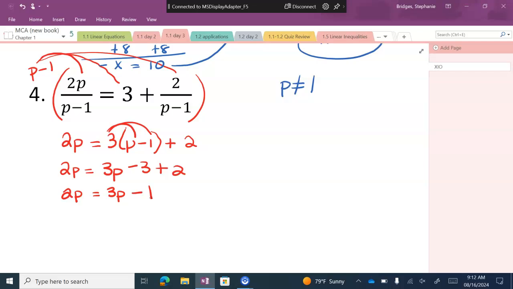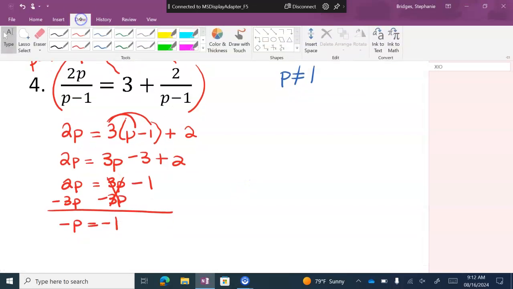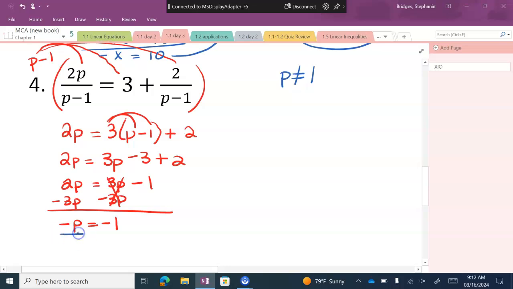Then I need to get the P's together, so I'm going to take that 3P and subtract it over. Positive 2P minus 3P is going to give me a negative 1P equals negative 1. And again, we can't leave a negative variable, so I'm going to divide both sides by negative 1. And I get an answer. What is that answer? 1.